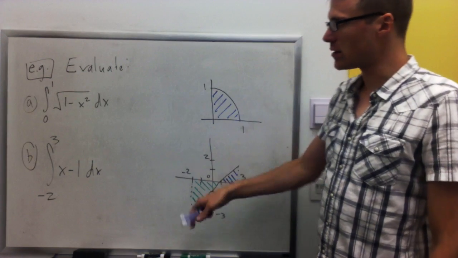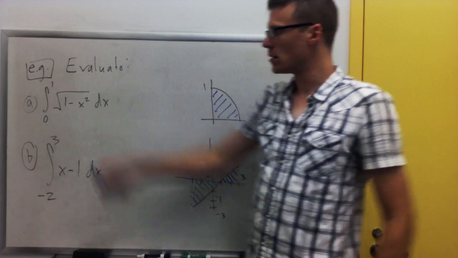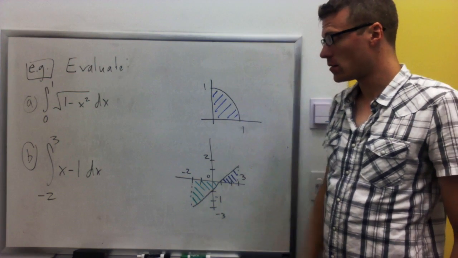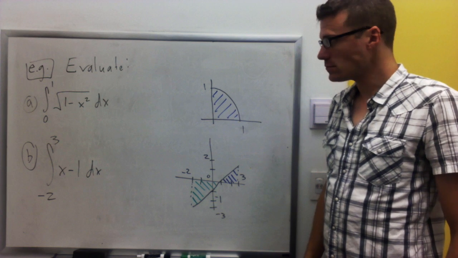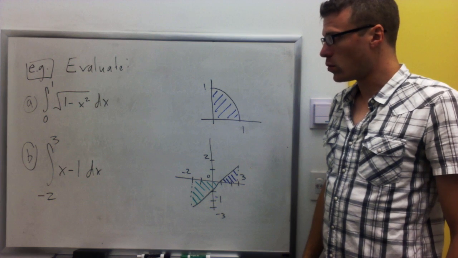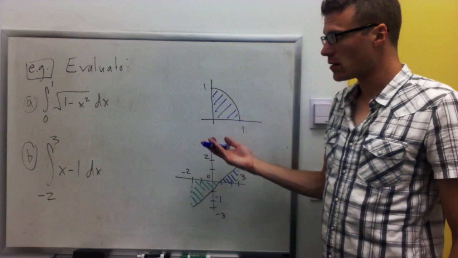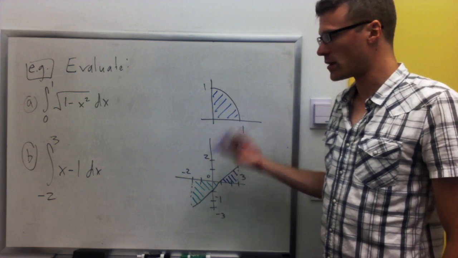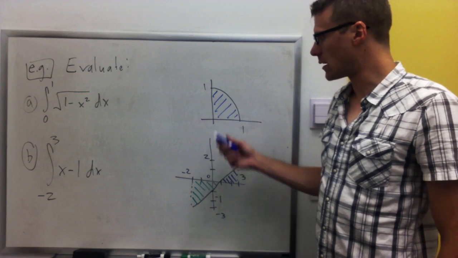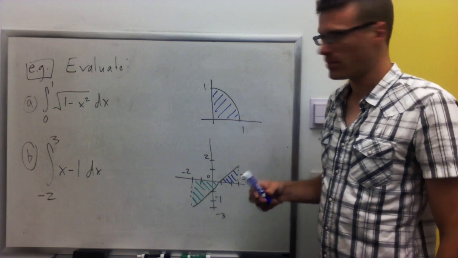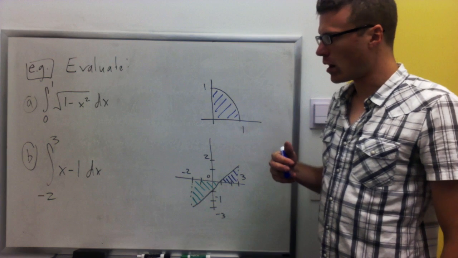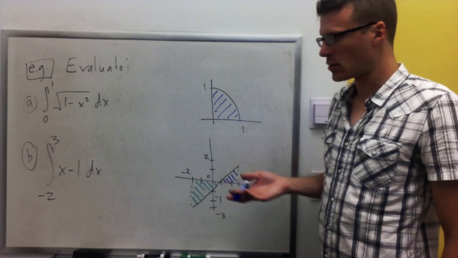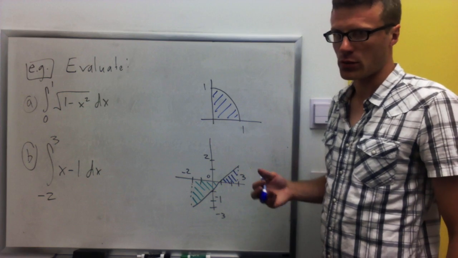So first, let's evaluate the integral from 0 to 1 of the square root of 1 minus x squared. Well, the square root of 1 minus x squared, that is the graph of the unit semicircle lying above the x-axis. You can see this by setting y equal to the square root of 1 minus x squared, squaring both sides, adding x squared to both sides, and getting x squared plus y squared is 1.